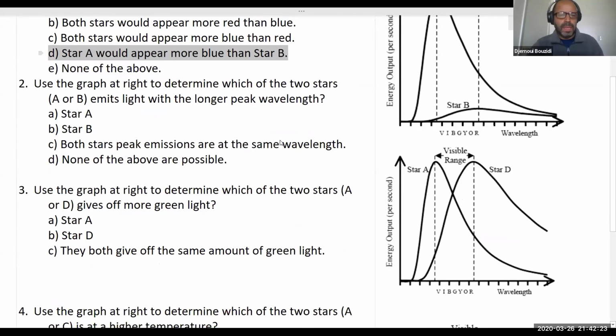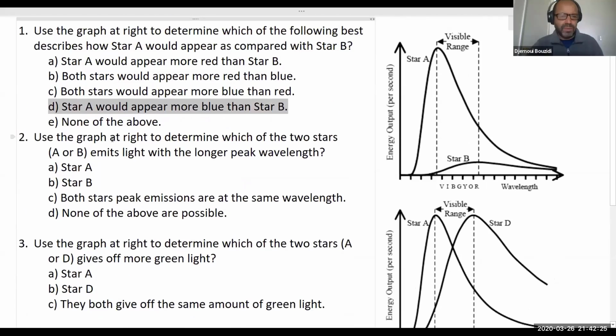Now, same graph. Use the graph to the right to determine which star, A or B, emits light with a longer wavelength.